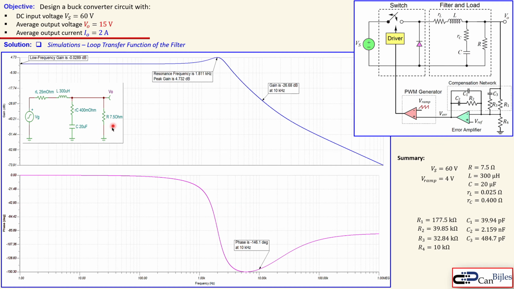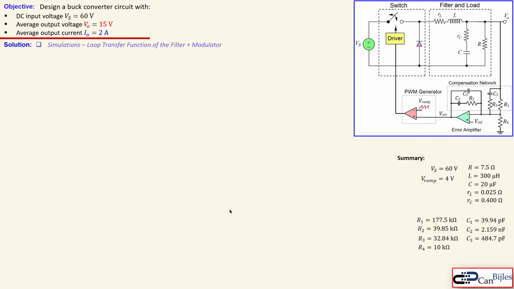That's shown here. So what you see is that there's almost 0 dB, so that is in agreement with the MATLAB Simulink simulations. We see here at 10 kilohertz minus 26.7 dB, also the same as we had seen in MATLAB. And there is also a phase of minus 146 degrees at 10 kilohertz. So that's also what we have seen in MATLAB. So this is all in agreement.